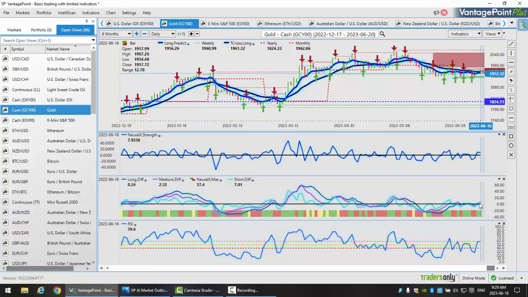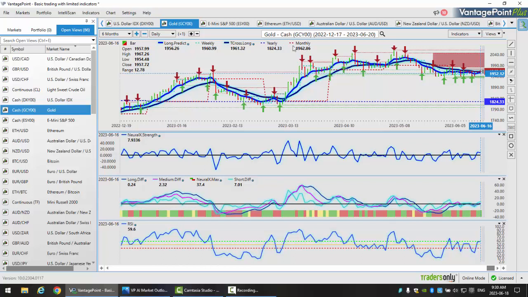Now, we should see some gold strength between now and the first week of July, but remember, we've got the last period of the summer of known dollar strength, usually at the end of June into the first week of July. So keep an eye on that.